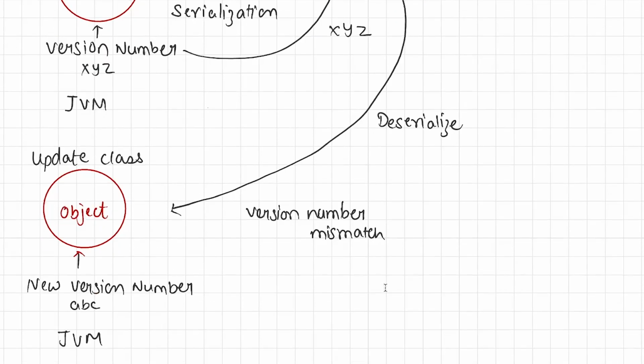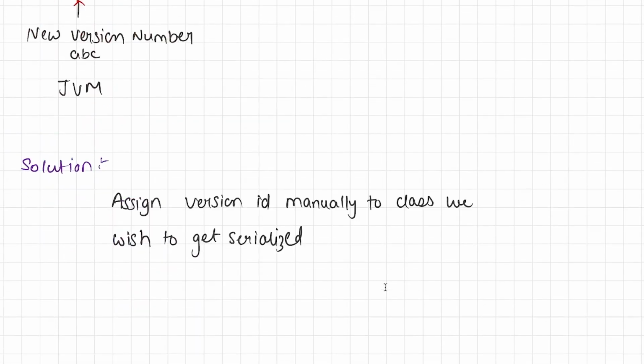Now the question over here is how to solve this error. It's simple. We just have to assign a version number manually to the class we wish to serialize, and this way we will solve this problem. So let's head over to the IDE and see how we are going to solve this problem.